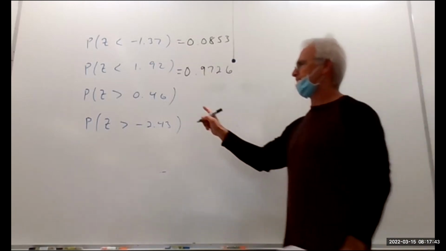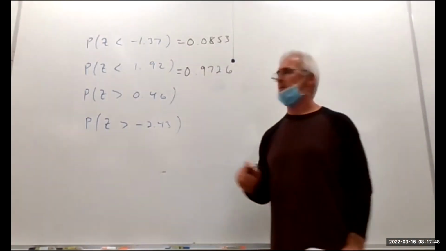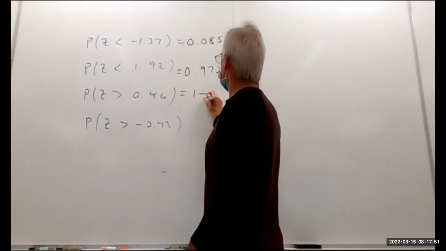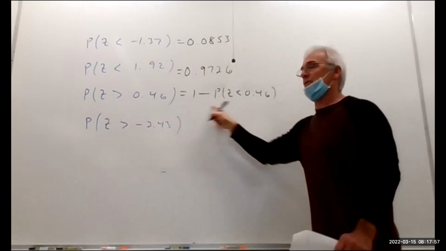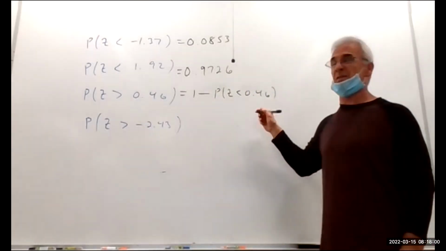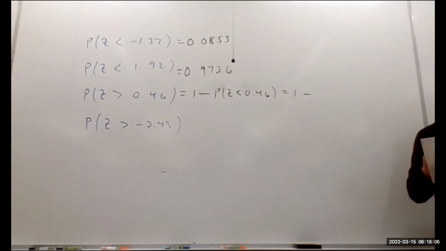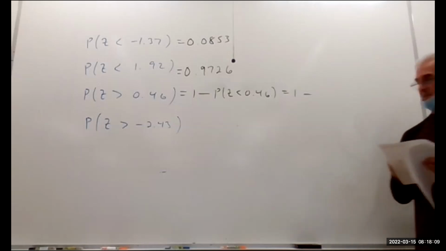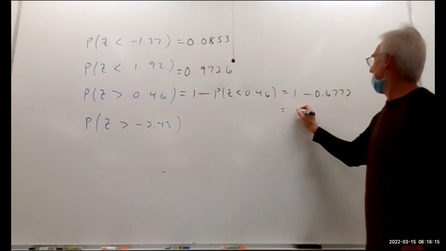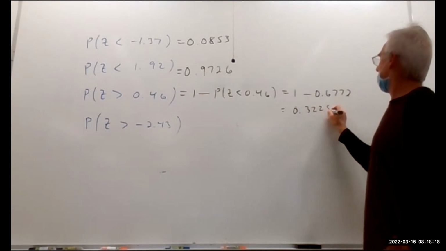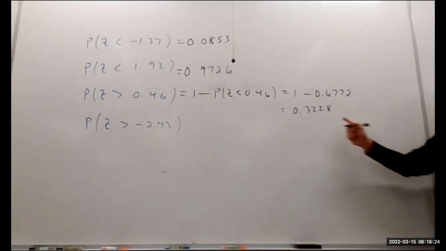Okay. Now, I asked you a greater than. Can you look that up immediately? Or do you have to do something? Yeah, the way I showed it before, this is going to be 1 minus the probability that Z is smaller than 0.46. Now, you don't necessarily have to write that, but it's not a bad idea, so you indicate where the number is coming from. So 1 minus what number? 0.6772. And then that value would be what? Beautiful.